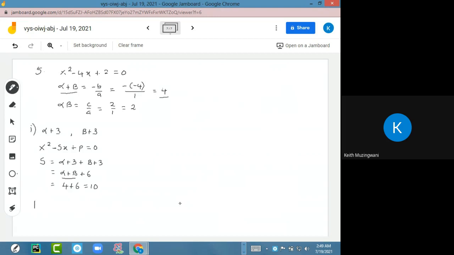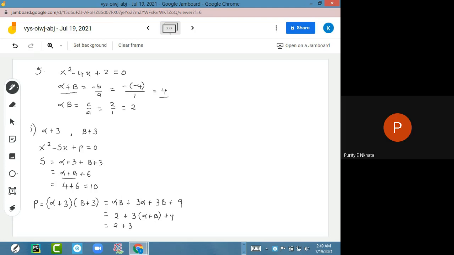Let's see, the product is alpha plus 3 multiplied by beta plus 3. So we get alpha beta plus 3 alpha plus 3 beta plus 3 times 3, 9. So we get alpha beta is 2, plus we factor out the 3 so that we can see this is alpha plus beta, plus 9. So we have 2 plus 3 times alpha plus beta.